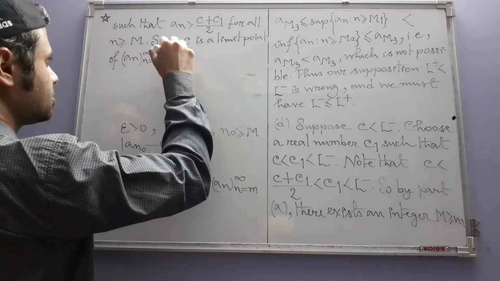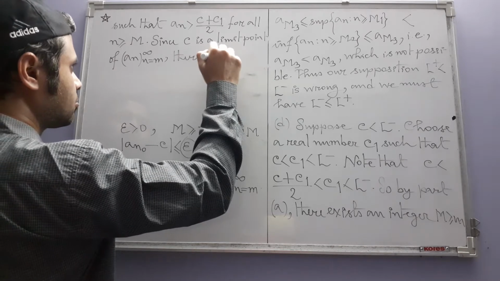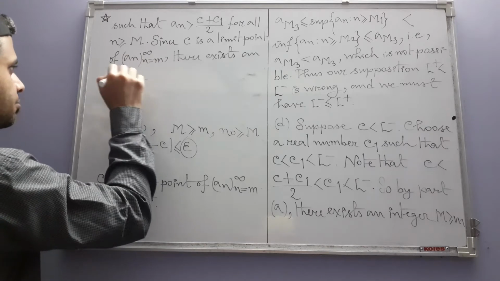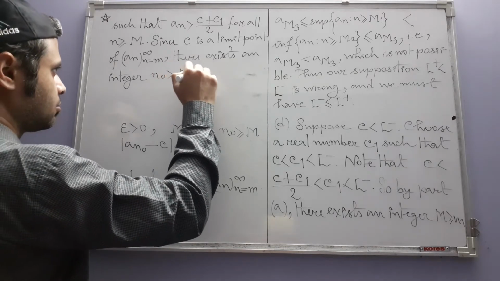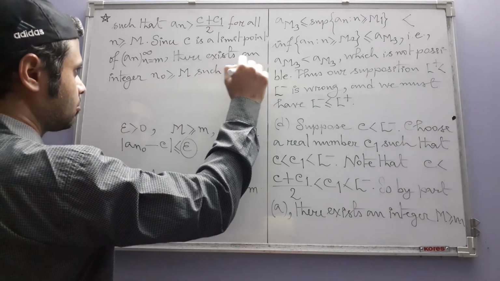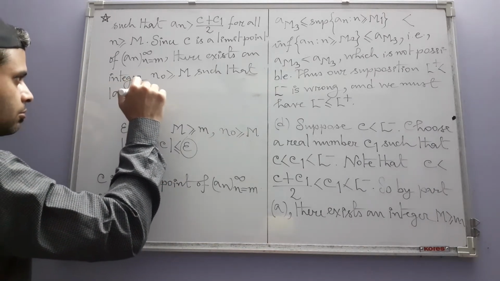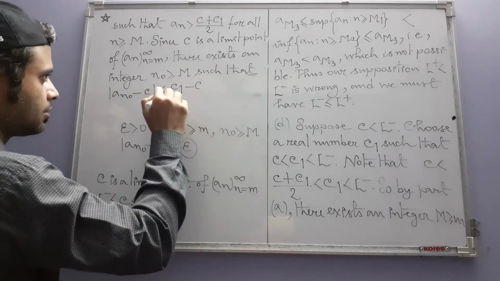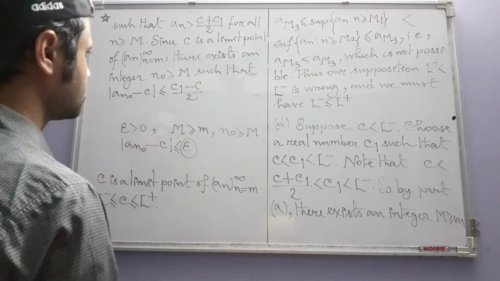Since c is a limit point of this, there exists an integer n naught greater than or equal to m, such that this is less than or equal to c1 minus c divided by 2. Okay, now what is the consequence of all these things?